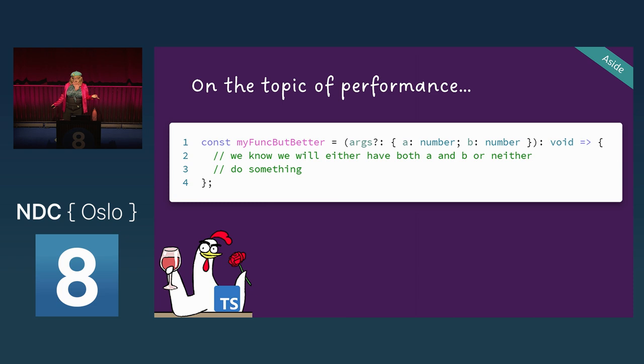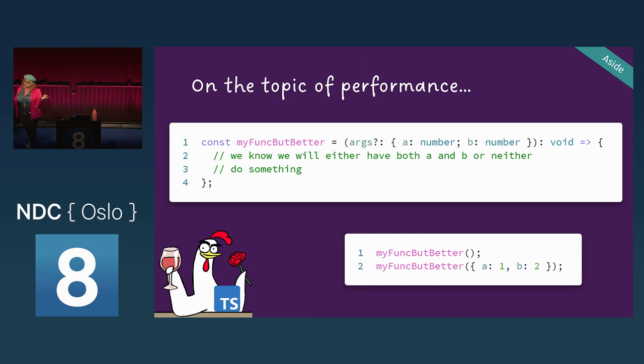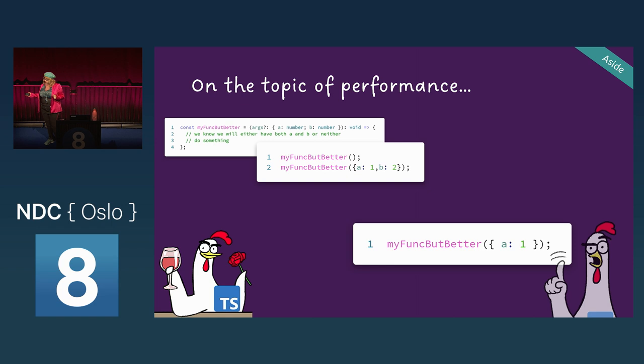I can group up my arguments and say, either you give me nothing or you give me an object containing both the arguments. So now I have to call it like this, so I can say my func but better with no arguments or my func but better with an object containing two arguments. And what happens if I try to call it with one argument? Well, TypeScript kind of turns around and goes, no, no, no, no, no, Lucy, no, you can't do that. That's naughty. You need to have both of them.